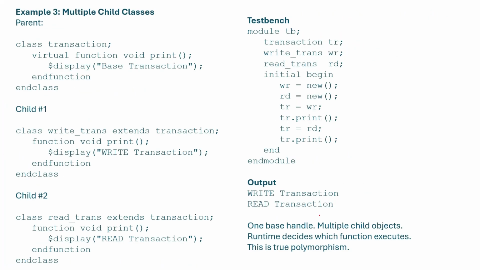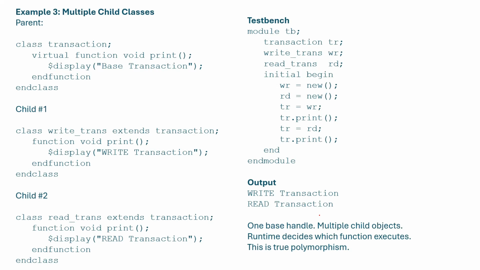Just virtual methods, and then multiple child classes. Multiple child classes means a single parent and multiple child classes. Class transaction is my parent class, and from that I am extending read transaction as well as write transaction. Both read and write can happen in parallel. All the child classes will be available at the output through the parent class handle or child class handle.